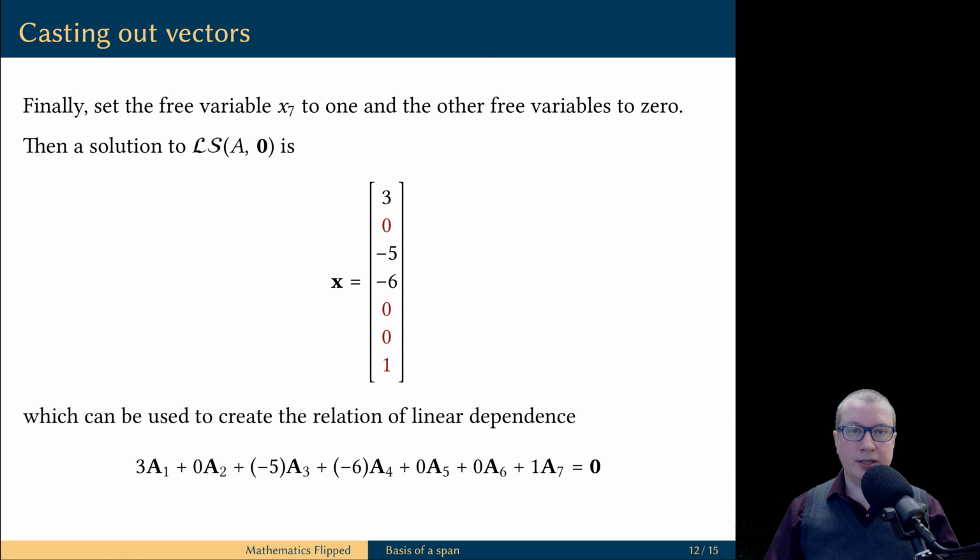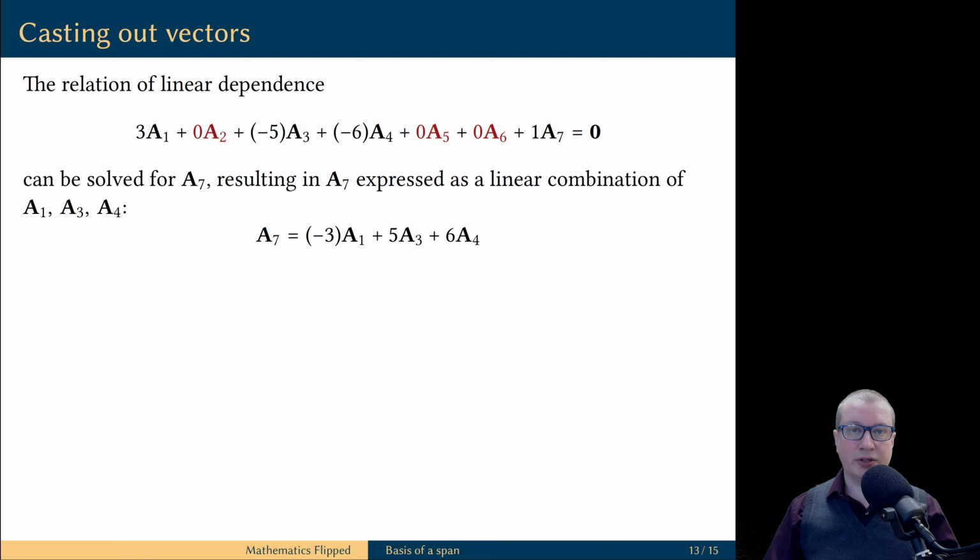In round 4, we assign the last free variable x7 the value of 1 and zeros to all the other free variables. And again, we have a particular solution to the homogeneous linear system, which we use to construct a relation of linear dependence. In this relation, it is the vector a7 that is guaranteed a non-zero scalar, and we can solve this equation for the vector a7. Also note, the vectors we already discarded, a2, a5, a6, come with 0 scalars in this expression, and therefore they do not explicitly appear in the expression for a7 in terms of the remaining vectors.